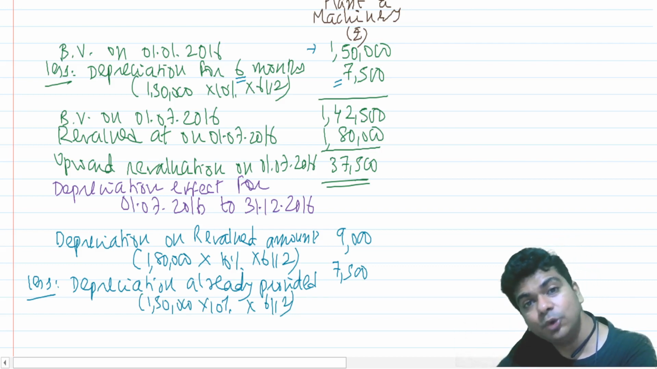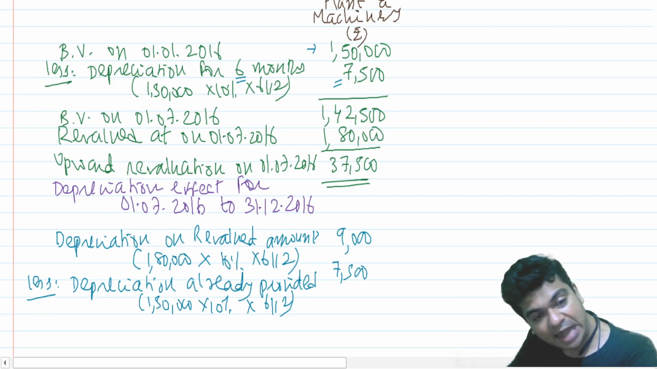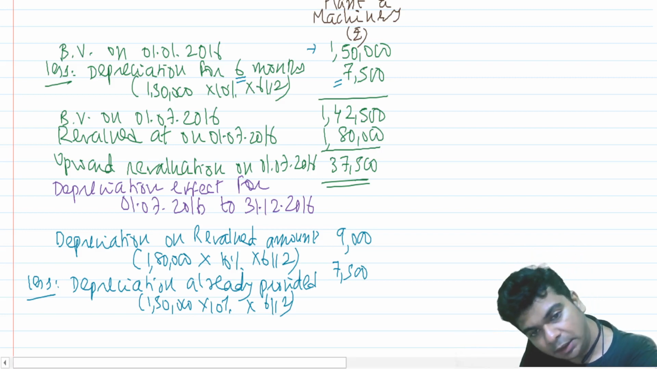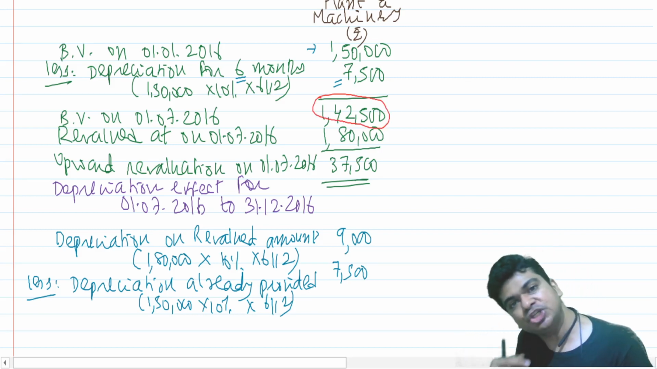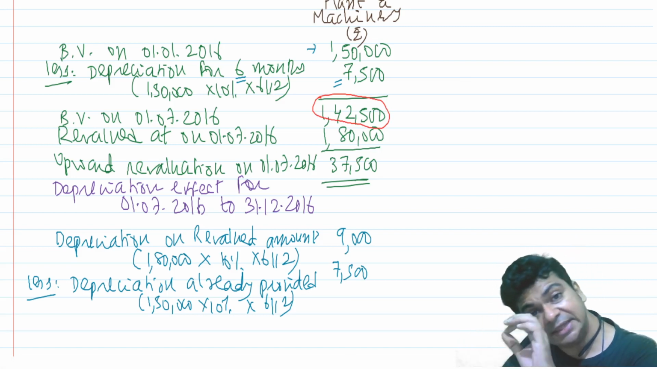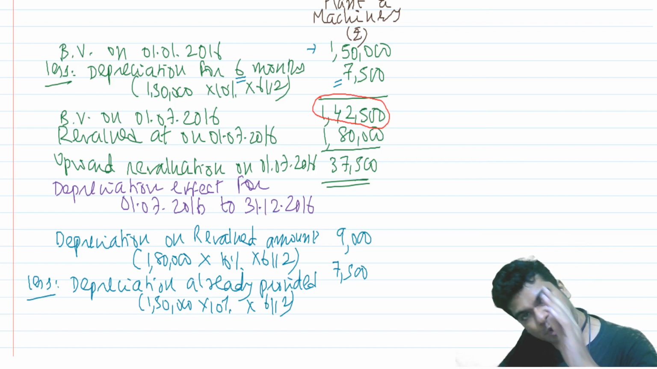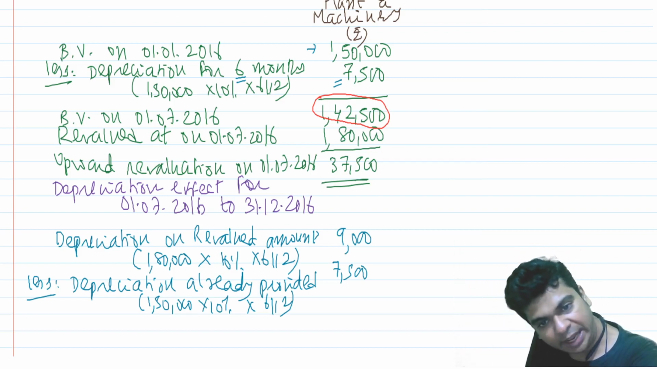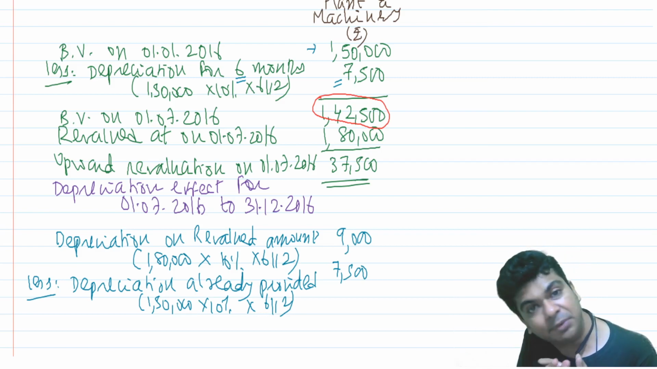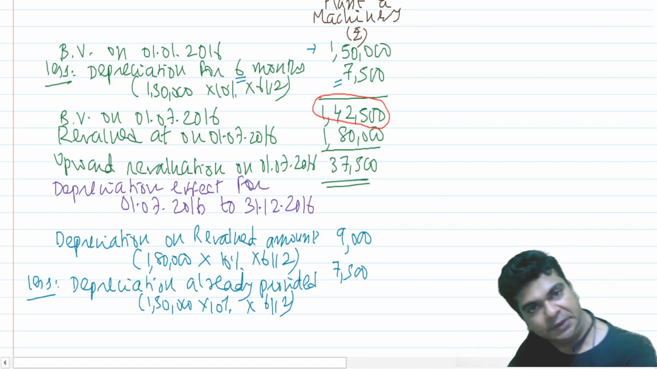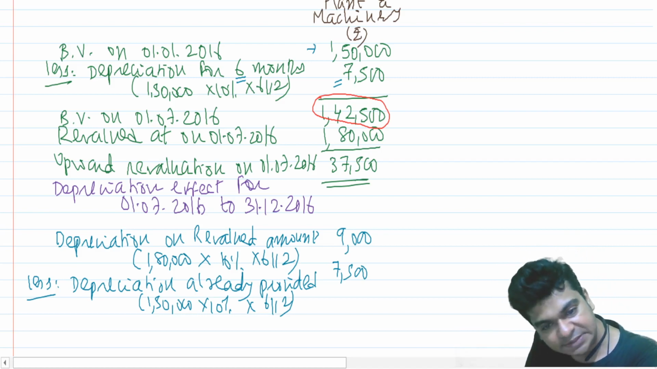Depreciation will continue to be determined on the opening book value. Please, I've seen a lot of students commit this mistake. Don't take this figure and charge depreciation again. Depreciation will not be charged every 6 months. Depreciation will be charged only at the end of the year. So at the end of the year, you must have charged depreciation on 1,50,000. So total 15,000 depreciation must have been charged: 7,500 for the first 6 months, 7,500 for the next 6 months.